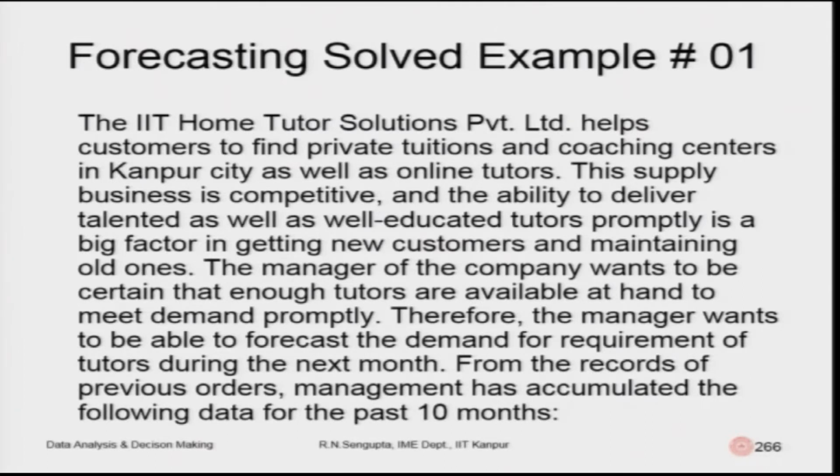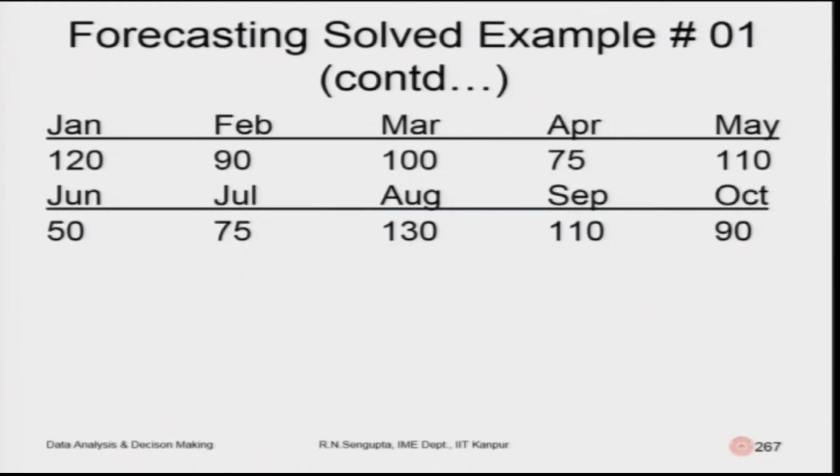Tutors may be for English, physics, maths, chemistry, whatever it is. Therefore, the owner wants to be able to forecast the demand for tutors during the next month or in the coming future. From the records of previous orders, the manager has accumulated the following data for the past 10 months. From January to October, the numbers are 120, 90, 100, 75, 110, 50, 75, 130, 110 and 90.